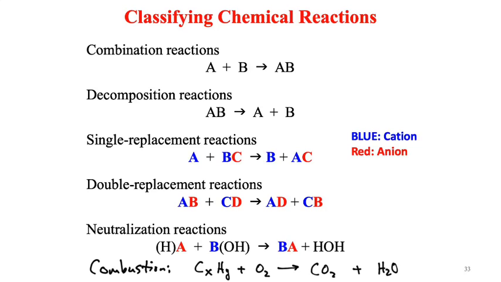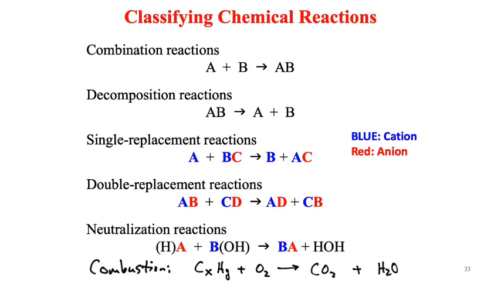What do you notice that's different about the combination and decompositions versus the single, double, and neutralization reactions? There's a color change. That color change is because we're adding more information for the single and double and neutralization reactions. That's bringing in some information about cations and anions. We're actually getting more specific in our general format.